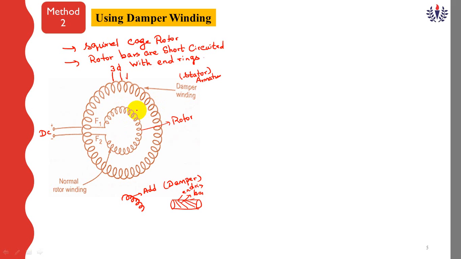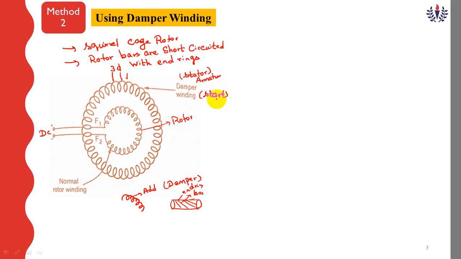Hence, the motor is running at synchronous speed. There cannot be any induced EMF in the damper winding. Why? Because this damper winding will be active only at the starting position. Only at starting will the damper winding be activated.